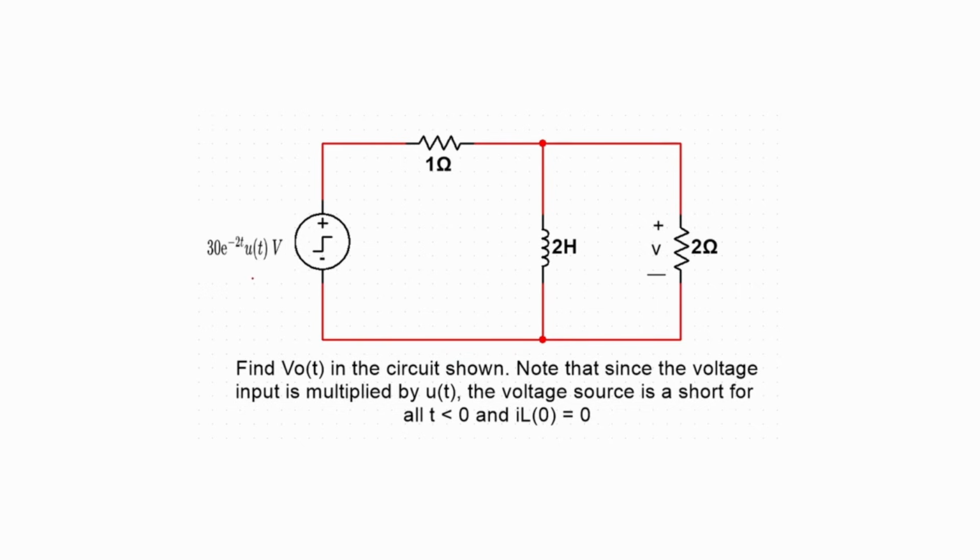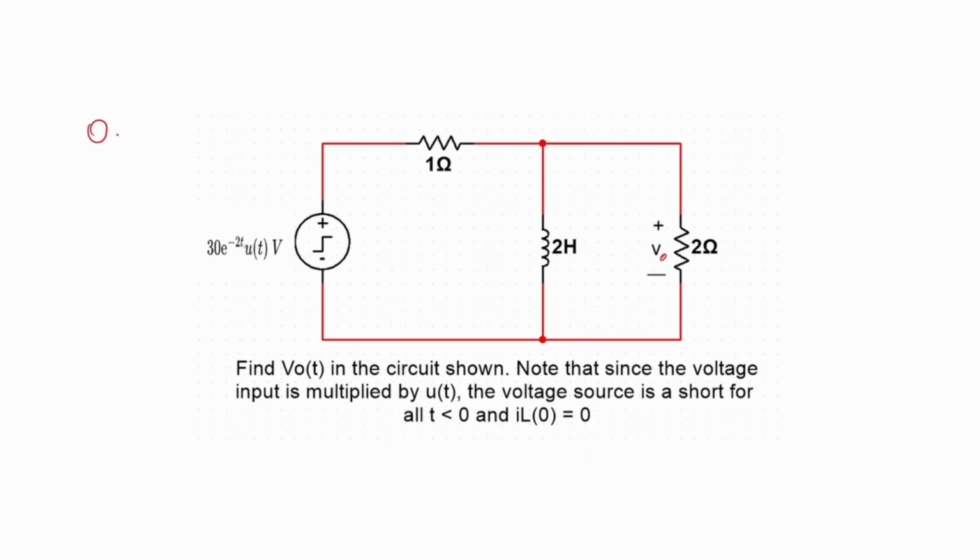Hi guys, so now we're going to solve more problems on the Laplace transform. Here we have: find V naught of t in the circuit shown. That's the voltage across the ohm resistor. Note that since the voltage input is multiplied by u(t), your voltage input here is 30 e to the negative 2t times u(t).